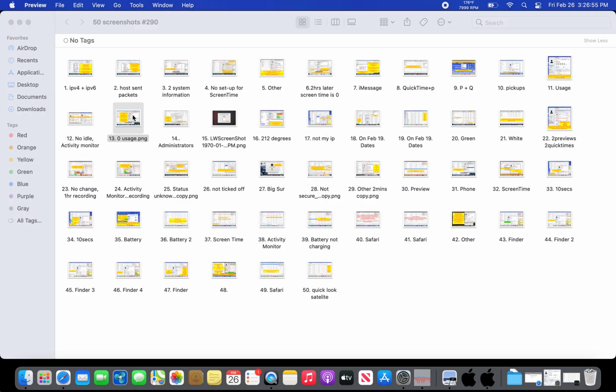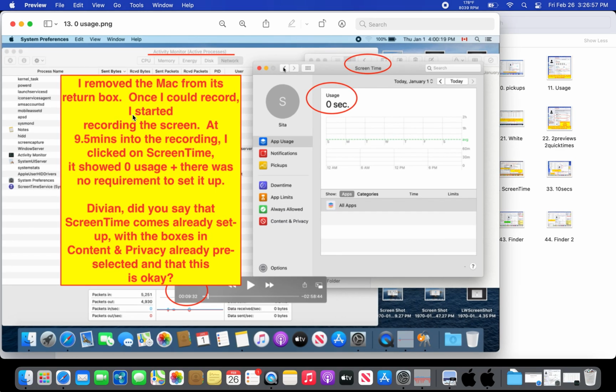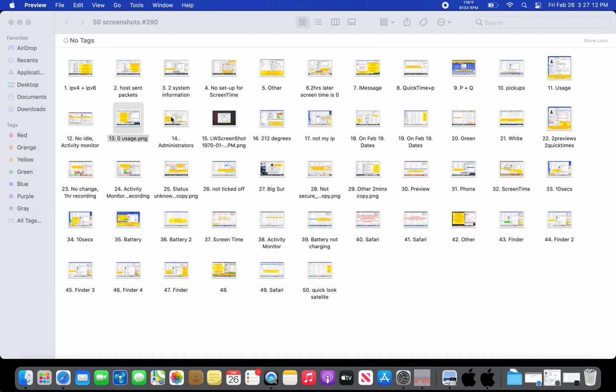Let's see. Okay. Number 13. Oh, this is 9 minutes 32 seconds in the recording, and app usage will not disclose usage. Okay, should I move on because you don't know about that? Yes. Yes. Yes. Thank you so much.